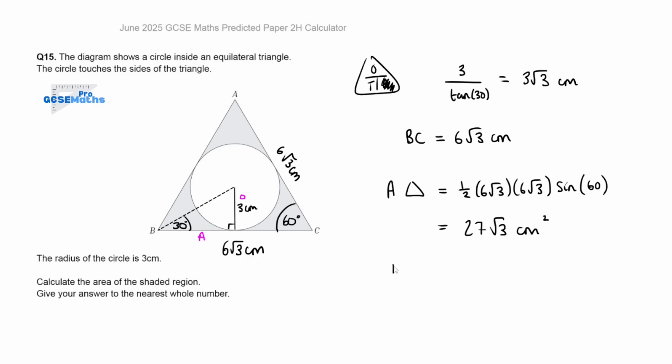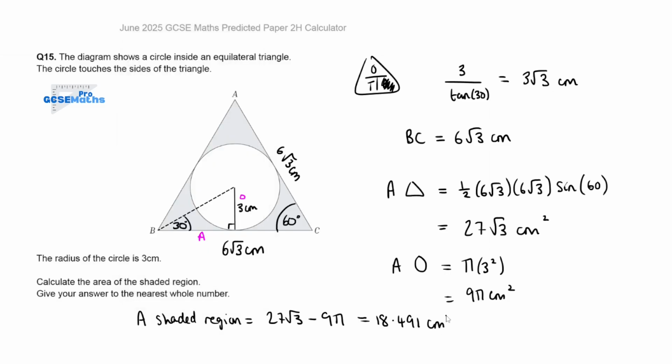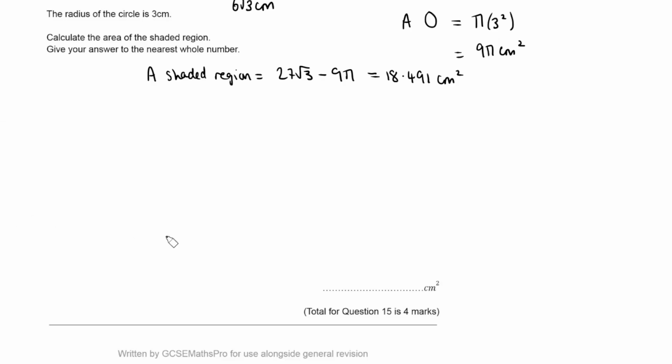Now I could just work out the area of the circle, which is just pi r squared, so pi times 3 squared. So I'm just going to write that as 9 pi centimeters squared. And then finally, all I need to do is just find the area of the shaded region by subtracting my circle from the whole triangle. And now I can actually look at it as a decimal. So far we've got 18.491 centimeters squared, but as a whole number, for my final answer, that would round down to just 18 centimeters squared.